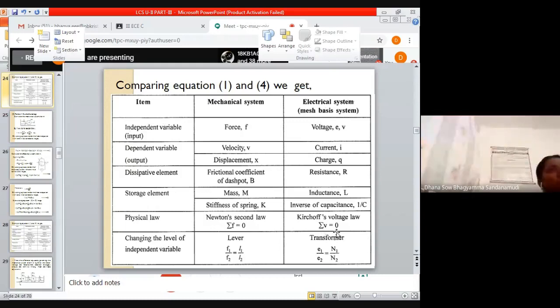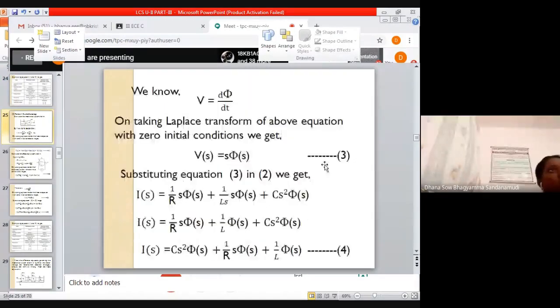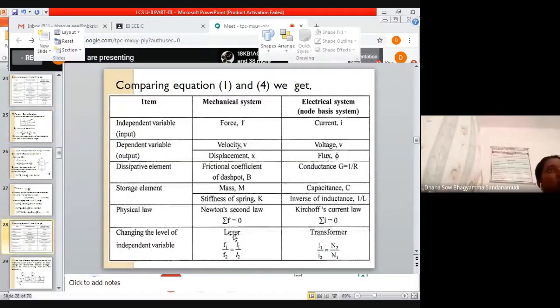Newton's second law is analogous to Kirchhoff's voltage law. These are the equations which we are not going to use while solving the problems, but for your knowledge I have given this extra row here. Similarly, let us go for Kirchhoff's current law. Compare Kirchhoff's current law with this mechanical system, the force balance equation terms and Kirchhoff's current law equation terms.